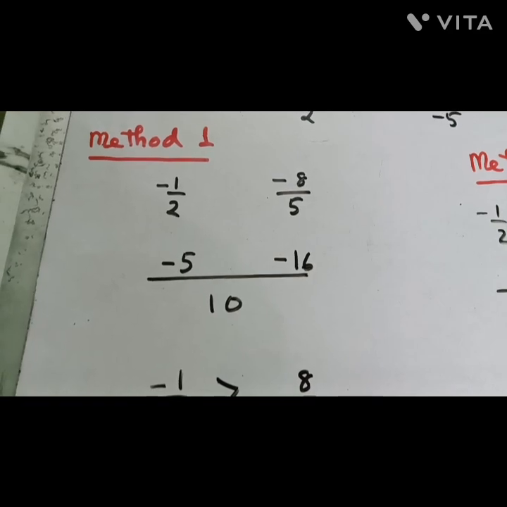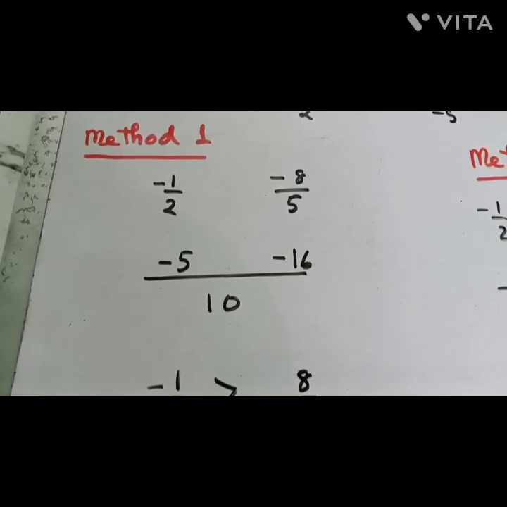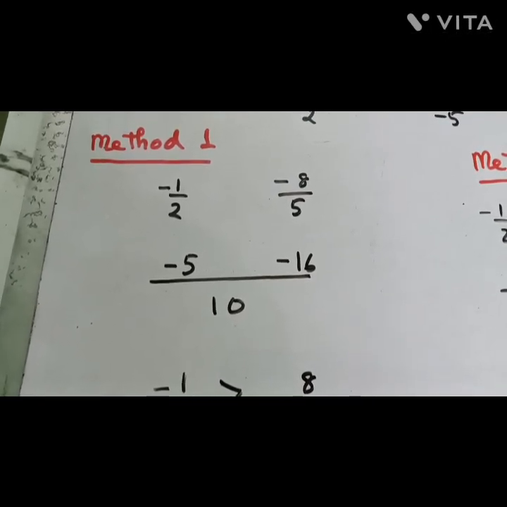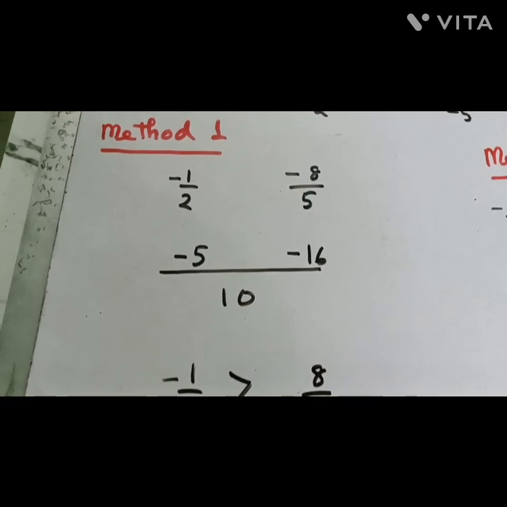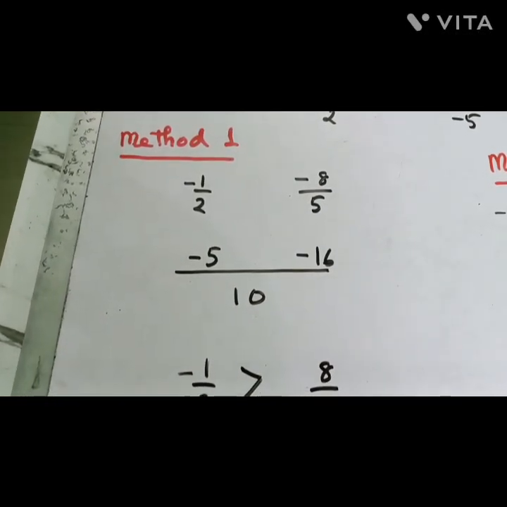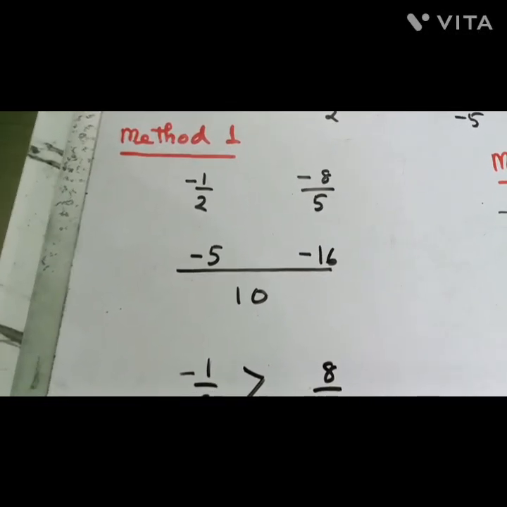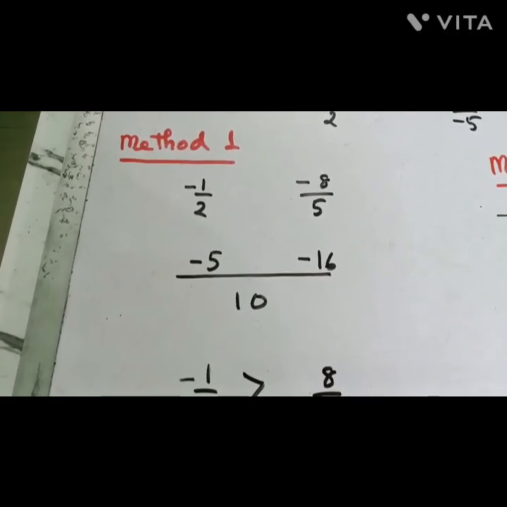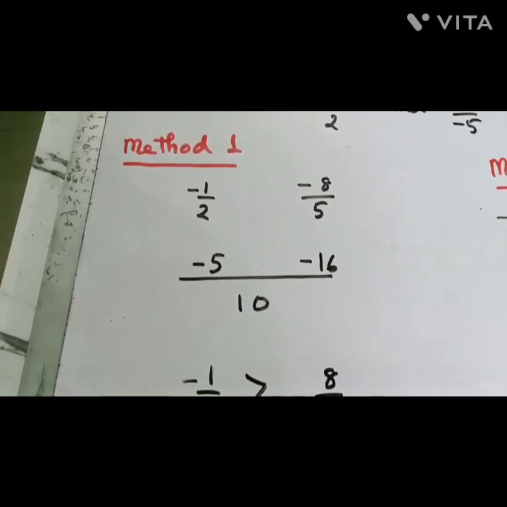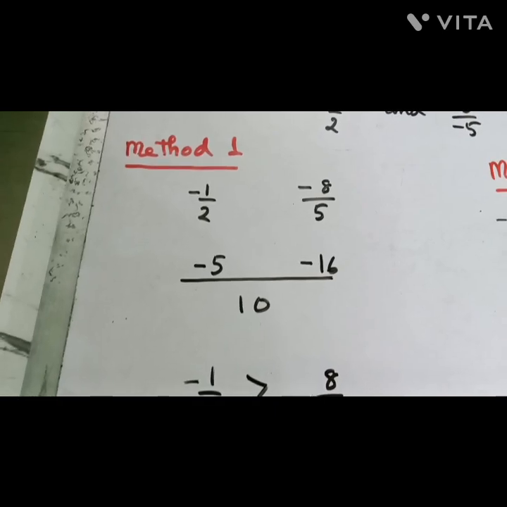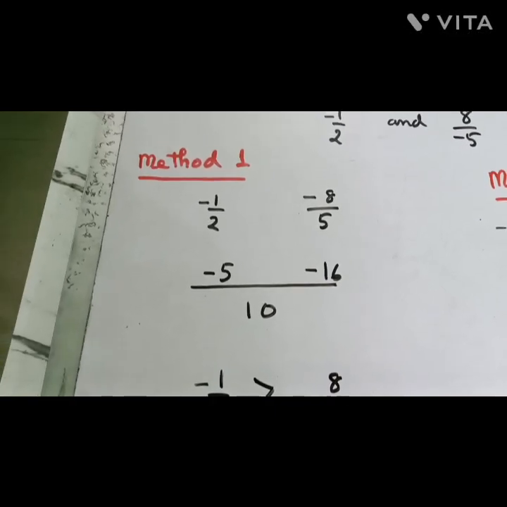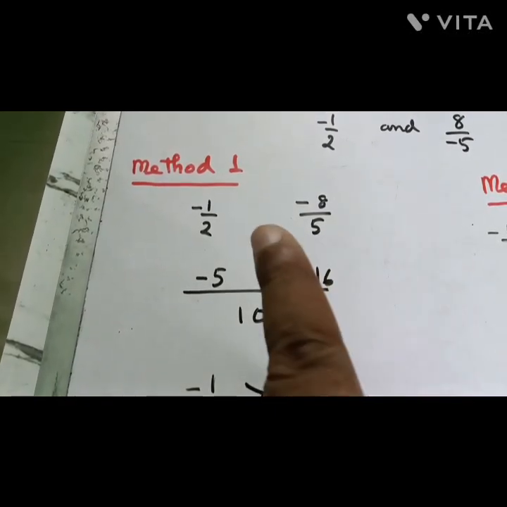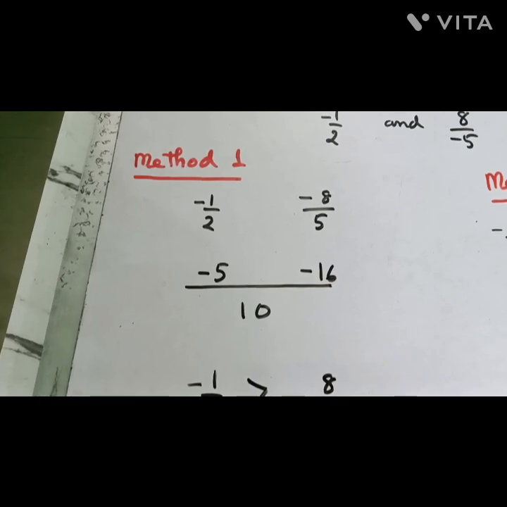for the common denominator, we multiply the denominators 5 into 2 to get the common denominator 10. 2 goes into 10 how many times? 5 times. So multiply the numerator by 5. Minus 1 into 5 is minus 5. 5 goes into 10, 2 times. So minus 8 into 2 is minus 16.